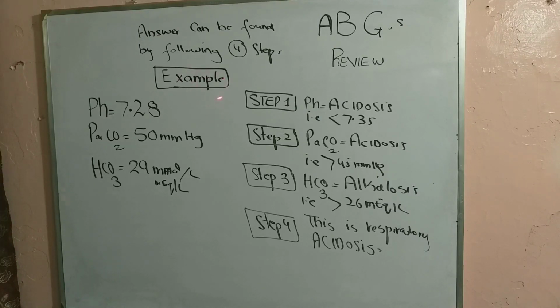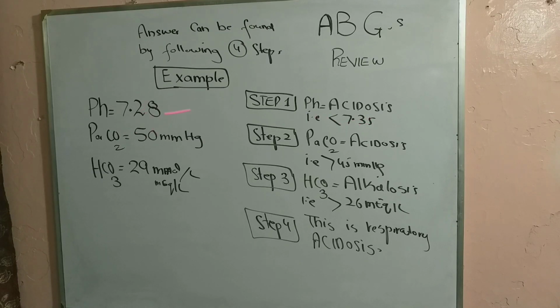Let's take this example. We have the ABGs of a patient with asthma, and the ABGs show that the pH is 7.28, PaCO2 is 50 millimeters of mercury, and bicarbonate is 29 millimoles per liter. So let's go to step 1, where from the pH we know that the normal value is 7.35 to 7.45, and if the pH is less than 7.35, we call it acidosis. So the pH here is obviously less than 7.35.